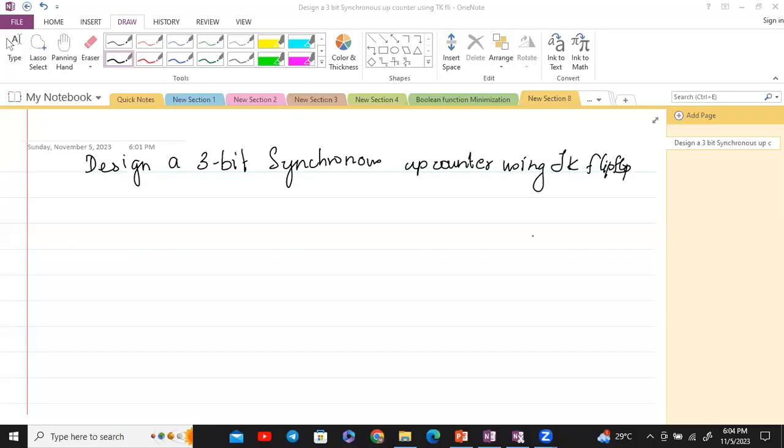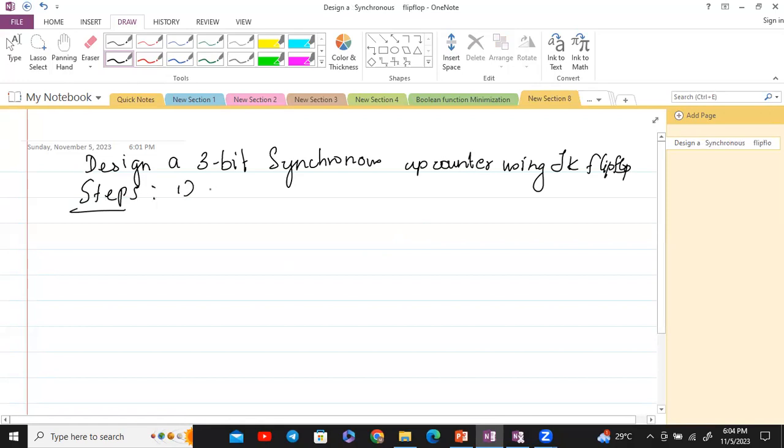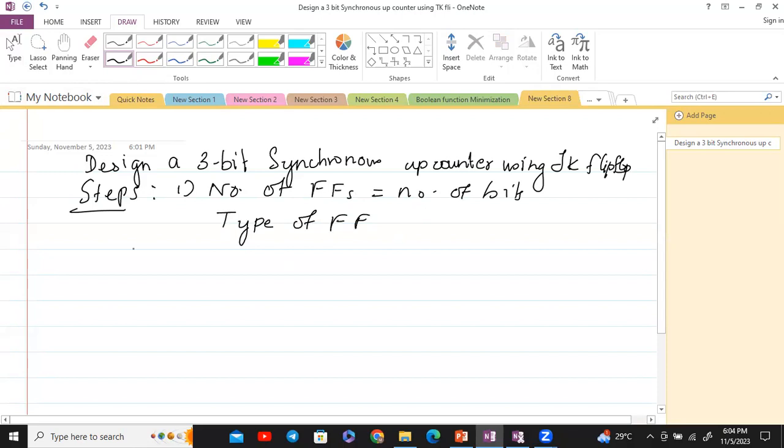First we are going to discuss the steps, then we can discuss the problem with the JK flip-flop. Okay. In general, the first step is the number of flip-flops as well as the type of flip-flop. The number of flip-flops is equal to the number of bits. In this example, it is 3 bits, so it is 3. Then the type of flip-flop. Okay.